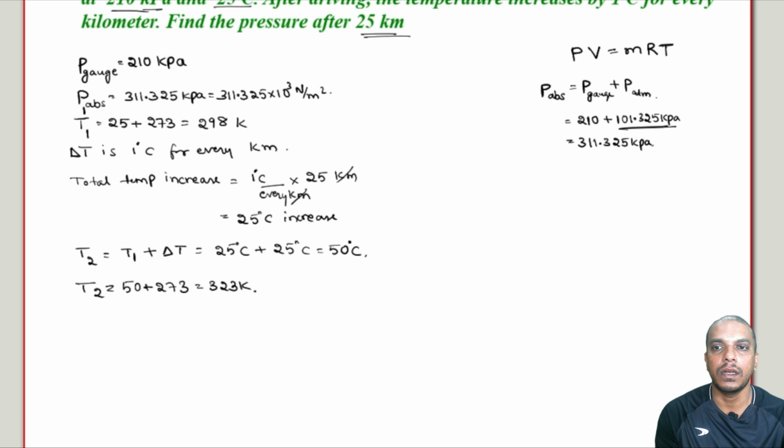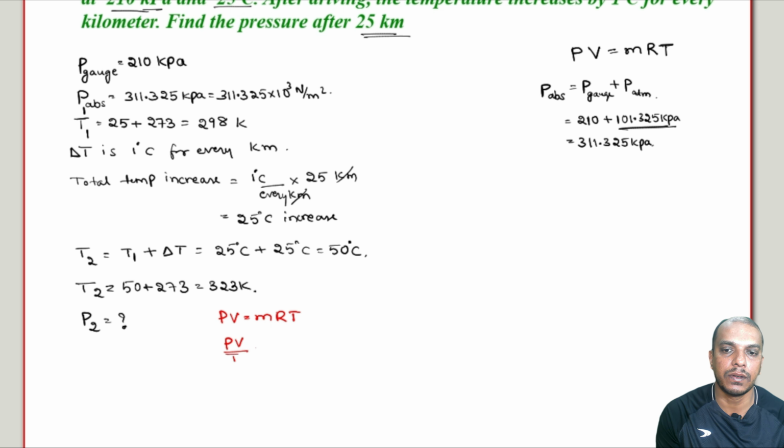Okay. Now, find the pressure. We are interested in the pressure P2. Now, how do we find P2? We know the relation PV is equal to MRT for a closed system. And this can be written as PV by T is equal to M into R. These two are constant. We have proved from combined gas laws, Boyle's law and Charles's law, that PV by T will be equal to a constant.